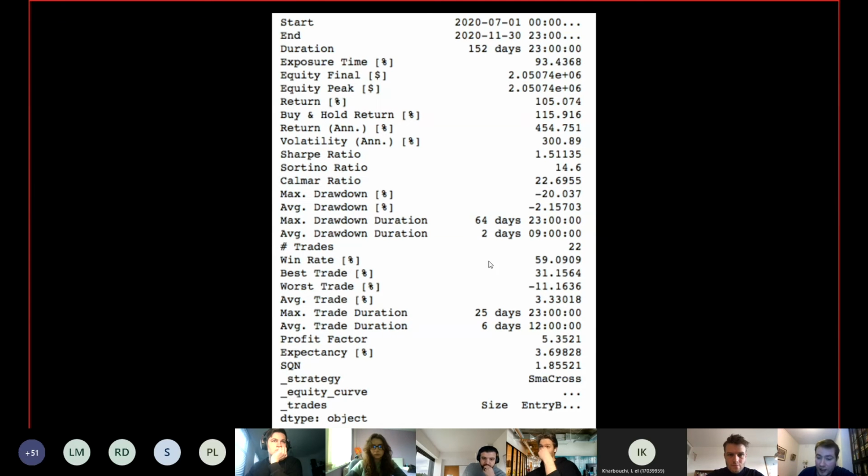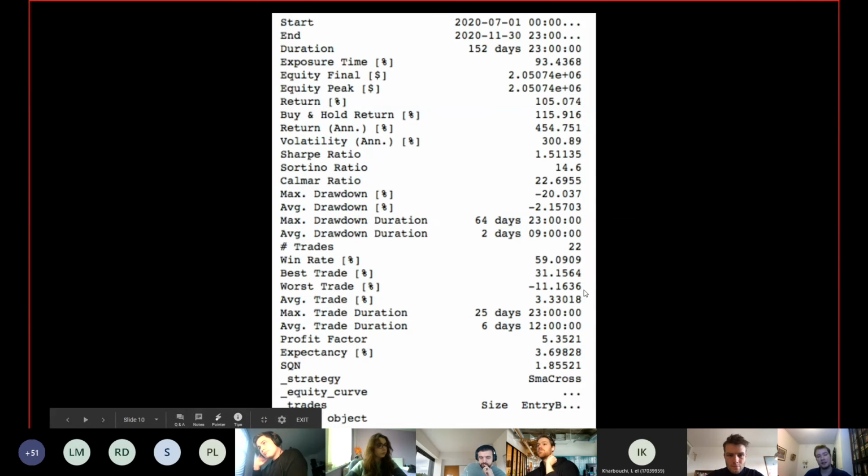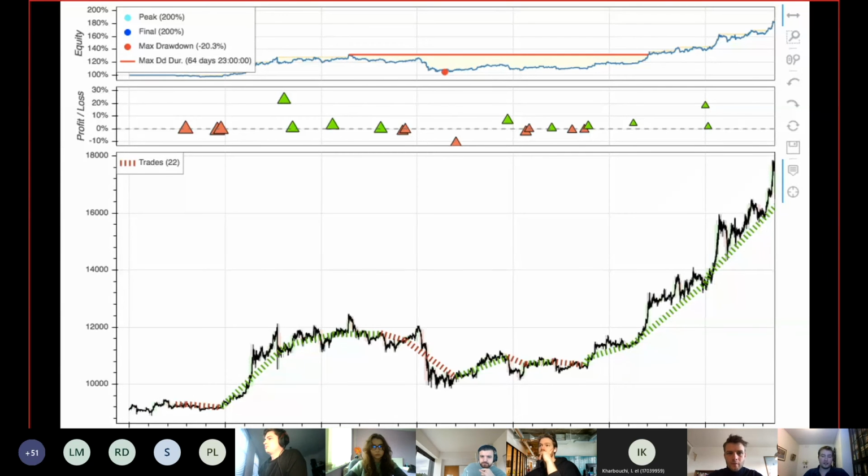In this output we have trades. So this strategy has executed 22 trades with a 59% win rate for each trade. And the best trade returned 31% in profit. Worst trade lost 11%. You have trade durations and this kind of stuff. So this is the thing that helps you, in one number, summarize certain key features of the trade itself, or the strategy itself, I mean.